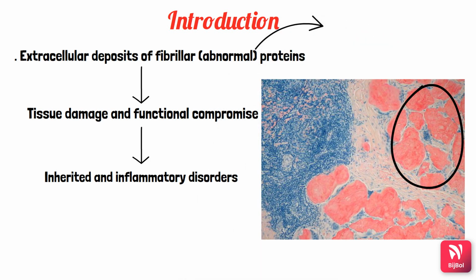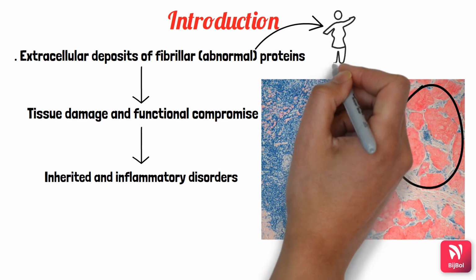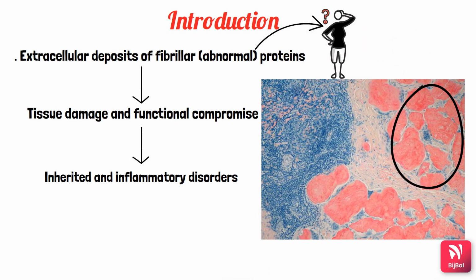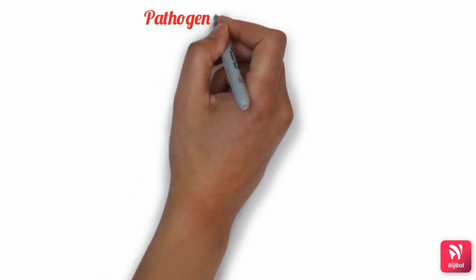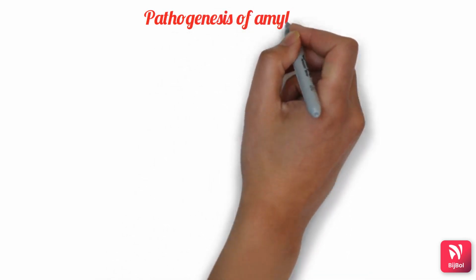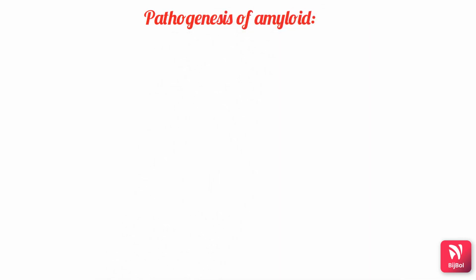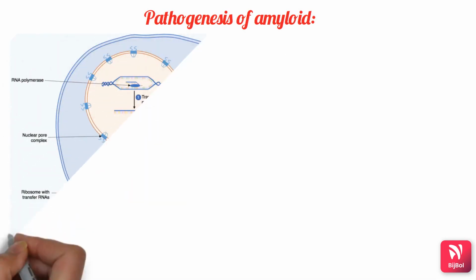So how is this formed? How are these abnormal proteins formed? How is this amyloid formed? Now let's discuss that. That is the pathogenesis of amyloid, which we are going to discuss now. First we'll see how a protein is normally formed, then we'll discuss how an amyloid is formed.